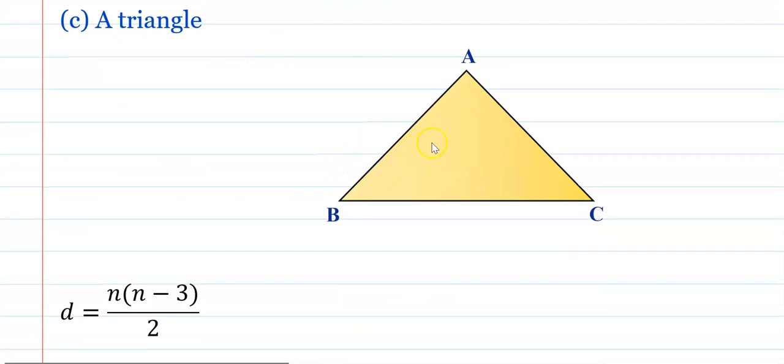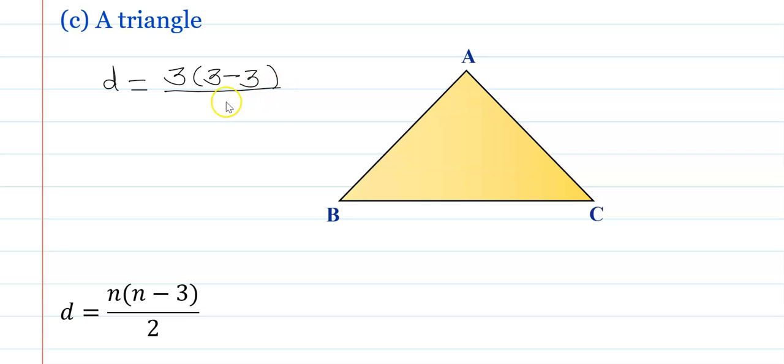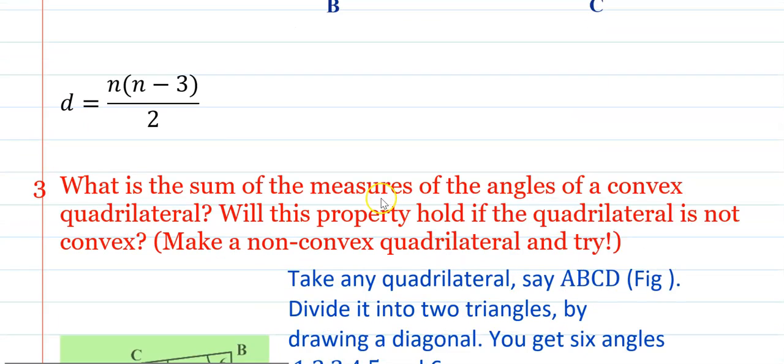And what about the triangle? It has no diagonal. Using this formula, you can also calculate. That is D equals, how many sides are here? 3 sides. 3 in bracket, 3 minus 3, upon 2, and that is 3 into 0 upon 2, and overall D equals 0 diagonals. Also here we cannot join the non-consecutive vertices.